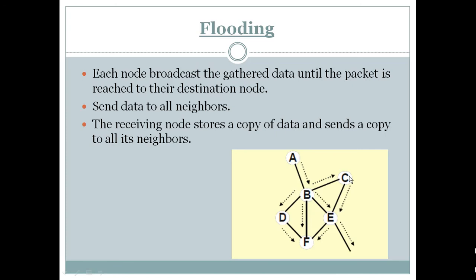This is how flooding works. Again, when D receives the message from B, it broadcasts that message to all its neighbors except B. D has neighbors B and F. As B has already sent the message to D, D will broadcast the same message to F. And this is how the entire message is flooded into the network. The entire message is sent to the destination node.